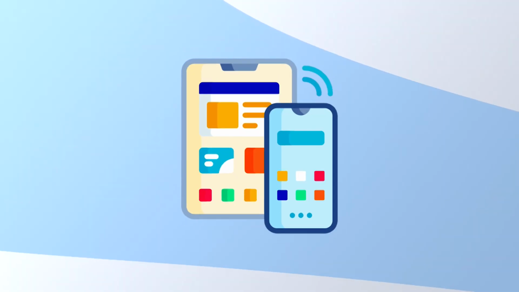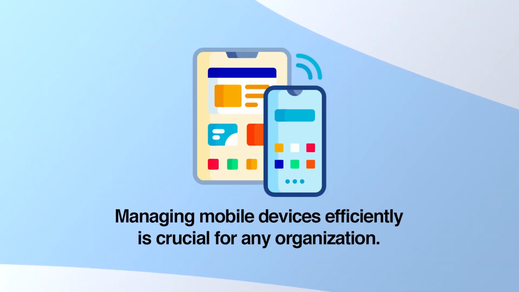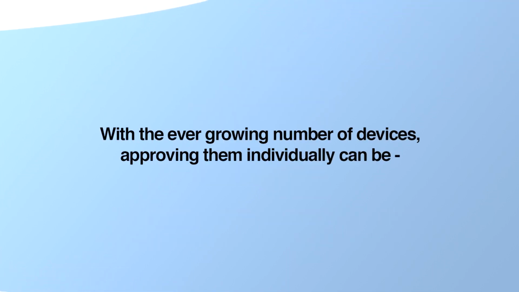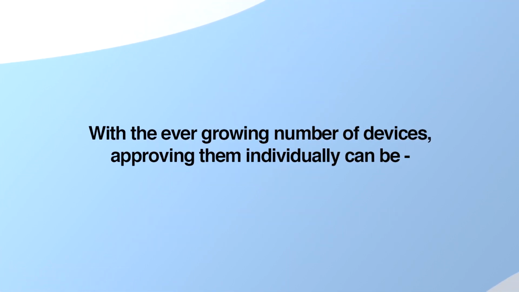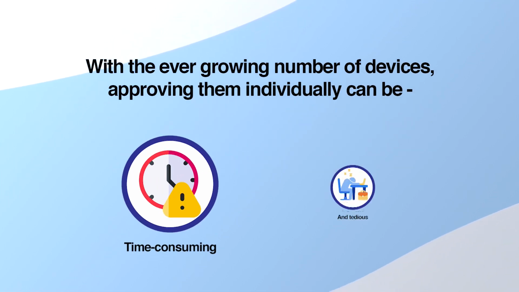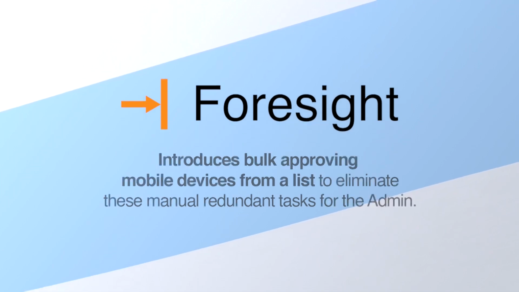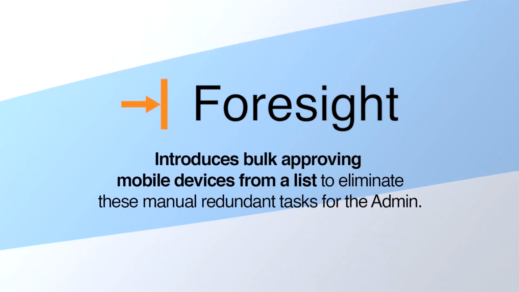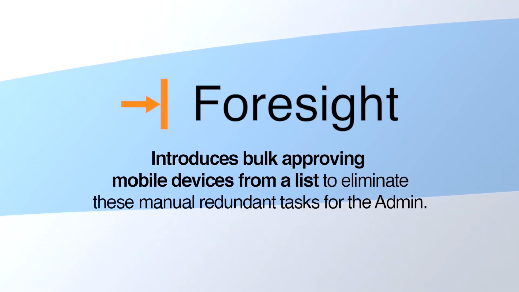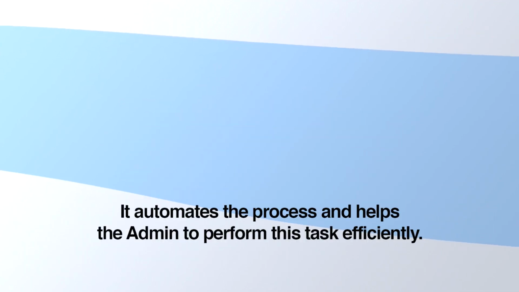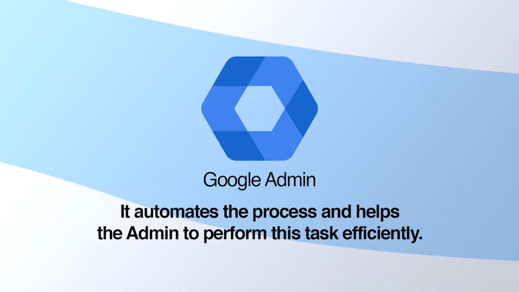In today's fast-paced world, managing mobile devices efficiently is crucial for any organization. With the ever-growing number of devices, approving them individually can be time-consuming and tedious. Hence, xFanatical Foresight Automation tool introduces bulk approving mobile devices from a list to eliminate these manual redundant tasks for the admin. It automates the process and helps the admin to perform this task efficiently.